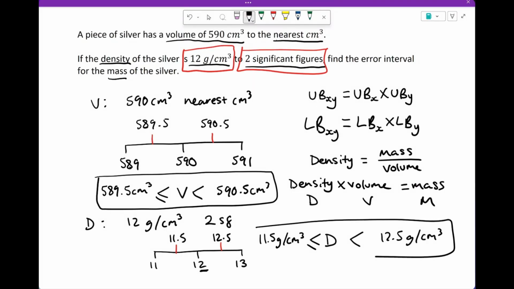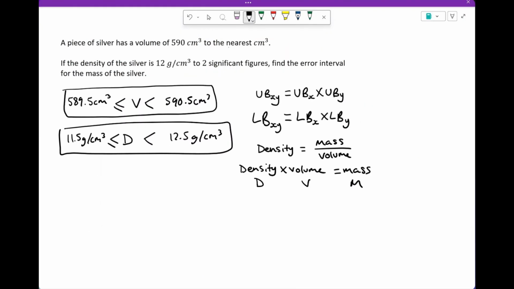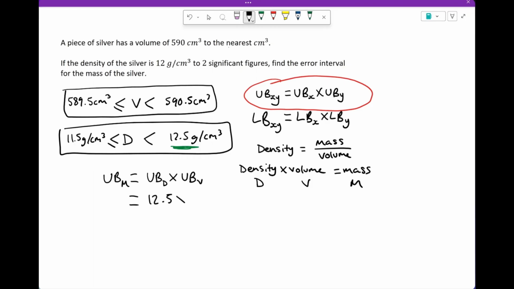Now let's have a go at using my two error intervals to find my error interval for the mass. So to find my error interval for the mass, we need to find the upper bound and lower bound. So let's start with the upper bound. So I'm going to write UB and then M. And the rule we're going to have to use is our one for the upper bound, which is written here. And to get my upper bound, I need to do my upper bound multiplied by my upper bound. So therefore, we need to do the upper bound of the density multiplied by the upper bound of the volume. So my upper bound for my density is going to be the 12.5. So I'm going to do 12.5 multiplied by my upper bound for the volume, which is the 590.5.